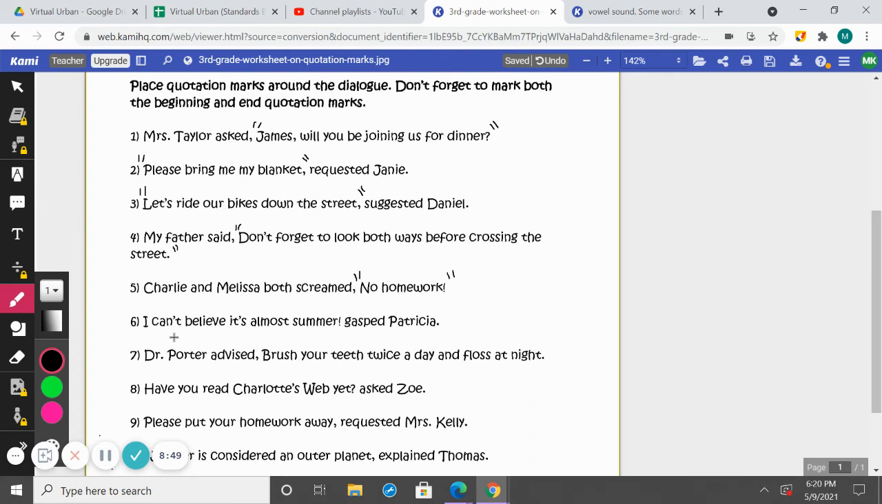So again, where do our quotation marks go? I want you to pause me and think, where do our quotation marks go? So our quotation marks go around "I can't believe it's almost summer" because that's what Patricia said. Those are the words that came out of Patricia's mouth. "I can't believe it's almost summer." So our quotation marks go around that part and we include that exclamation point.